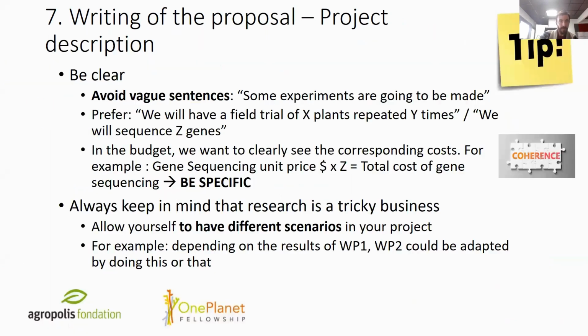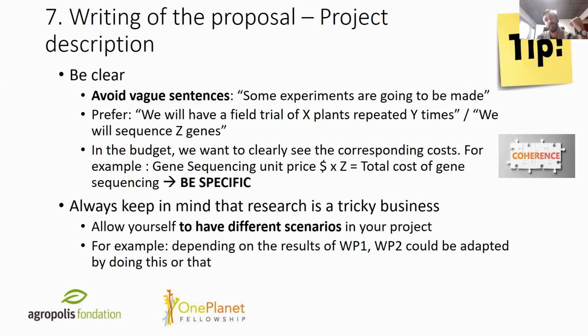By being clear, I mean avoid vague sentences, because we often see in research proposals sentences like "some experiments are going to be made." Okay, fair enough, but no. What we want to see is: we will have a field trial of X plants repeated Y times. We will sequence their genes, or we will do surveys with farmers. So we will select 5 areas applying those conditions, and then we will survey 15 farmers in each area.